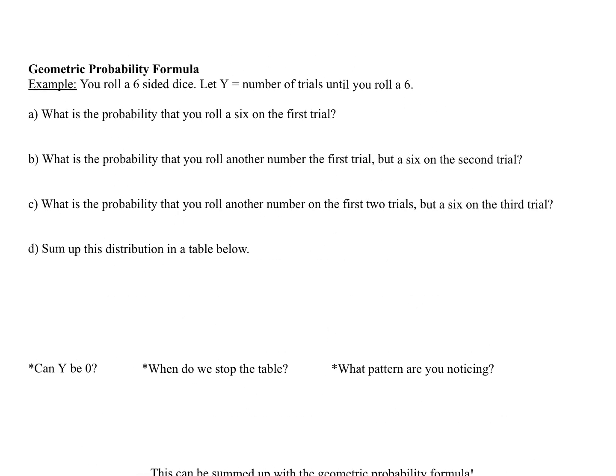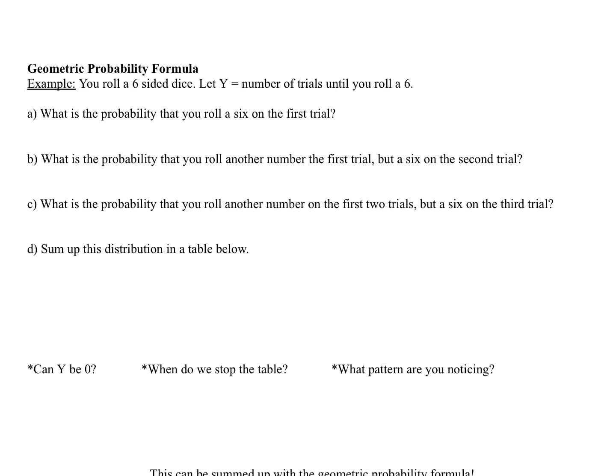So let's go ahead and look at an example. So we're going to look at a die example. You roll a 6-sided die, and y is our number of trials until you roll a 6. This is similar to what we did with the binomial, by looking at an example without a formula. So we want to know the probability that you roll a 6 on the first trial. Well, that's pretty straightforward. There's a 1 in 6 chance that you roll a 6 on the first roll.